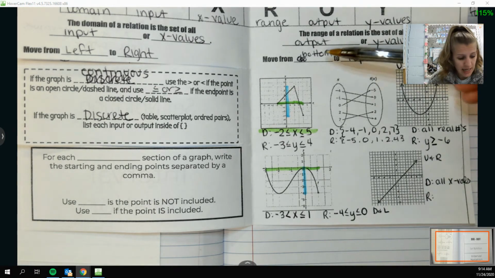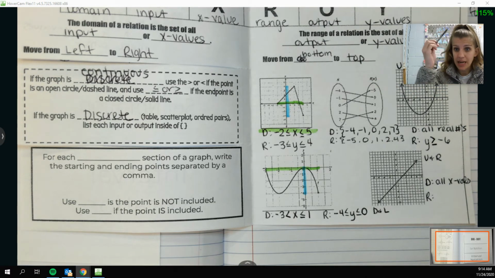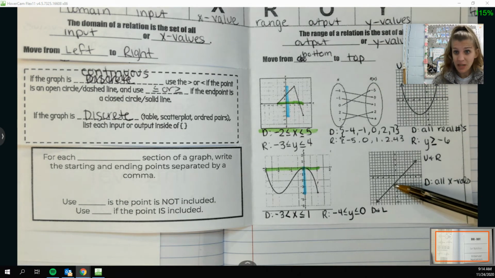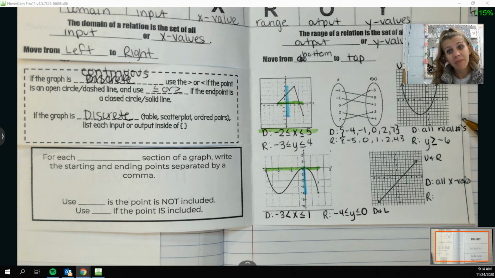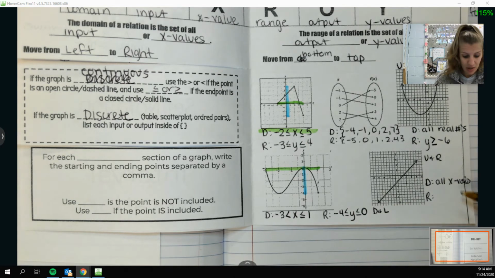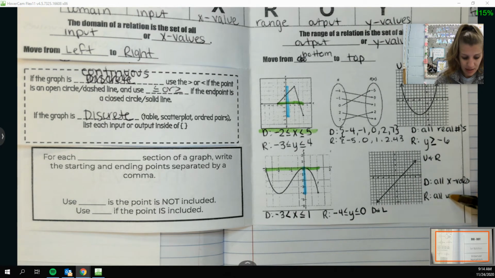Range, I need to go bottom to top or like up and down. And this graph is always going down and it's always going up. So if I'm always going down, always going up, eventually I'll get to all the y values.